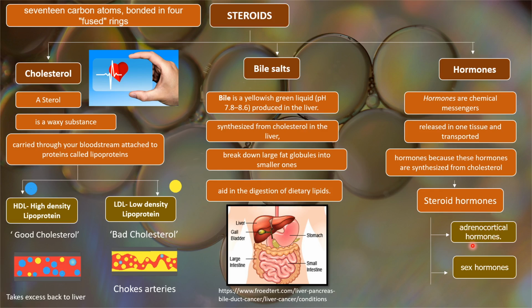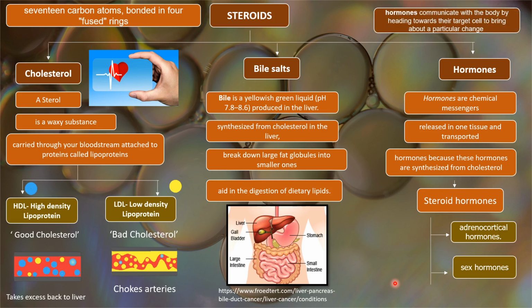These hormones are nowadays made artificially, and this is taken by athletic people to increase their strength also, right? So this is adrenocortical hormone, and sex hormones are a kind of steroid hormones. So I hope that the steroid part is clear to you. What cholesterol is, is clear in your understanding, right? And why bile salts are important, I hope that is also clear.